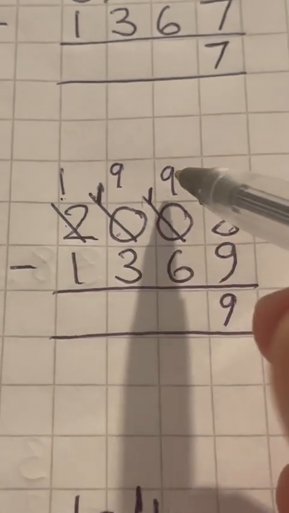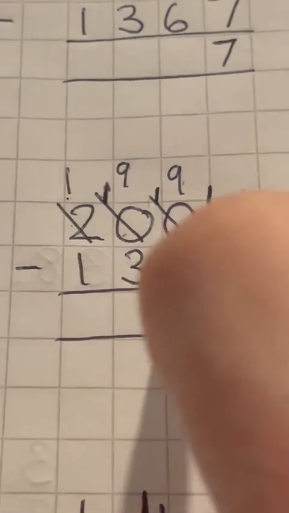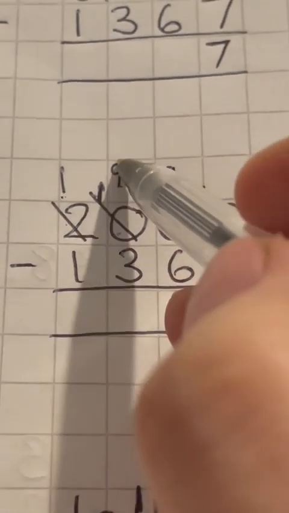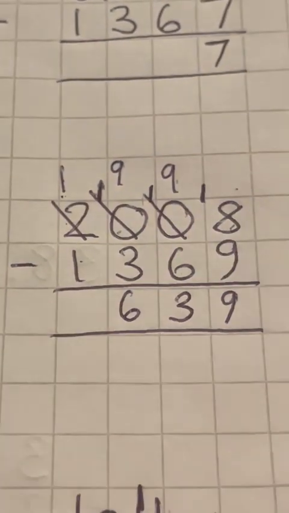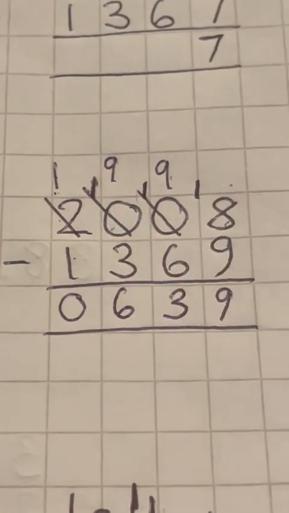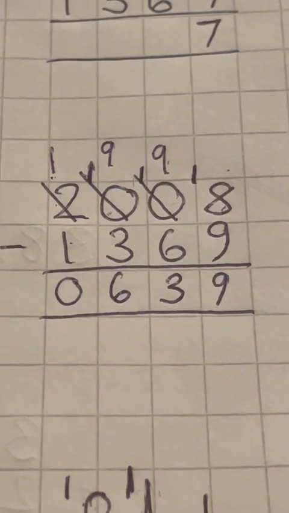which is going to be 9. Now we're looking at 9 subtract 6 in our tens column, 9 subtract 3 in our hundreds column, and then we have 1 take away 1, which is just going to be 0 in our thousands column.